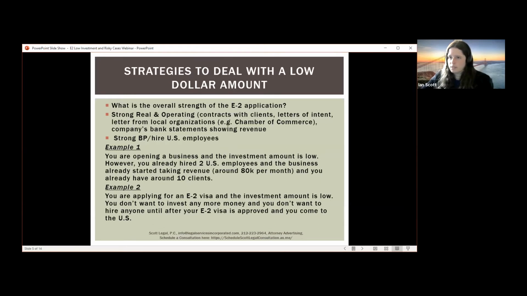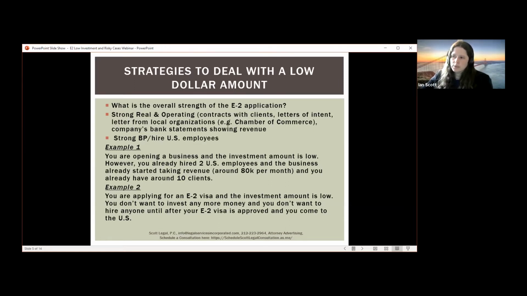Additionally, if the company has already started to operate, perhaps you've already hired an employee to get things up and running while you wait to get your visa. Those are all really helpful to show that despite the low investment amount, you've spent everything necessary to get the business up and running, and that you have the ability to get that business to a place where it won't be marginal, where it will be supporting employees and making a strong economic impact.